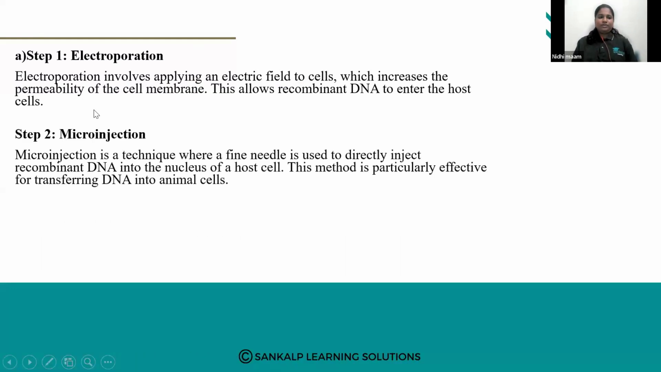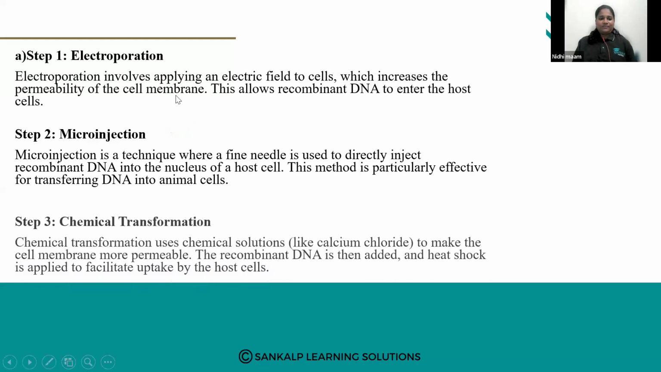This is one method, electroporation. After electroporation, we use microinjection. What is this technique? It is a technique where a fine needle is used to directly inject the recombinant DNA into the nucleus of the host cell. The key terms are fine needle and directly into the nucleus of the host cell. This method is particularly effective for transferring DNA into animal cells. So microinjection is used to transfer rDNA into the animal cell.